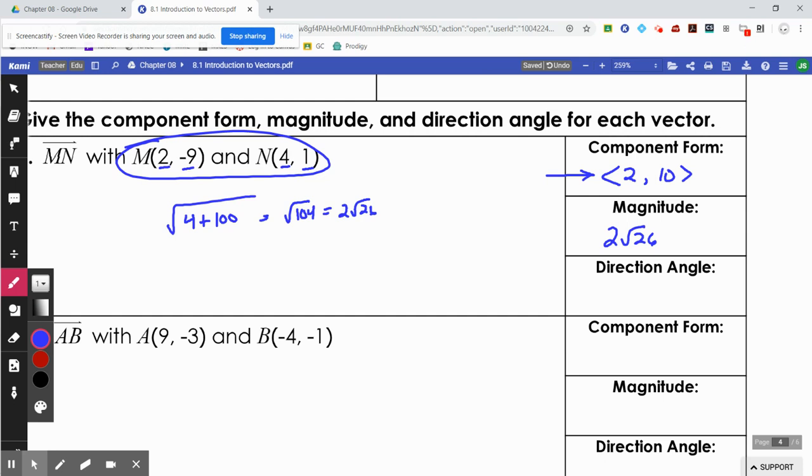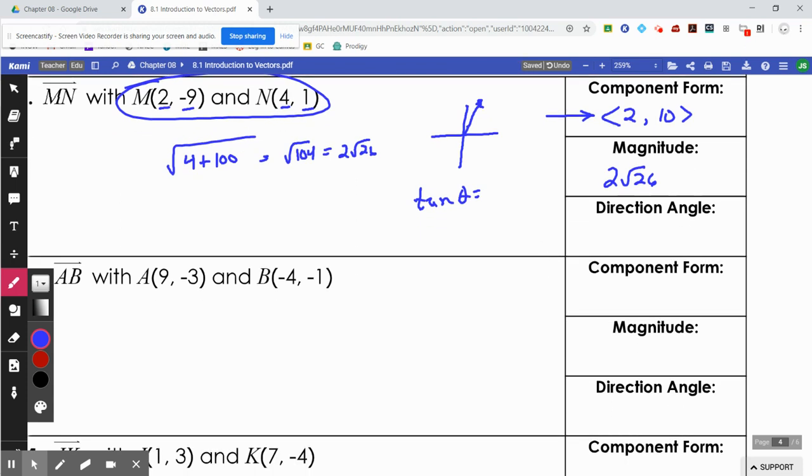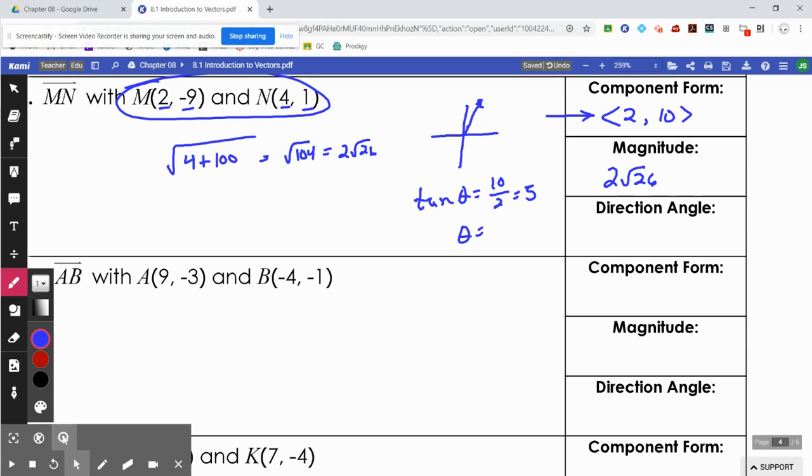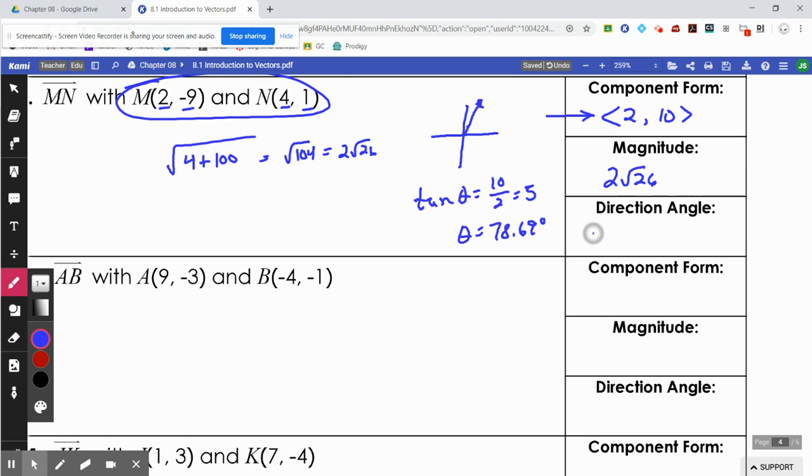And again, I'm using the component form to find our direction angle. So (2, 10), you are in the first quadrant, so go over 2, up 10. It's going to look something like this. The tangent of your reference angle will be b over a, or 10 over 2, which is 5. So to find the actual theta, do the inverse tangent of 5, and you get 78.69 degrees. So that's going to be your angle of direction.